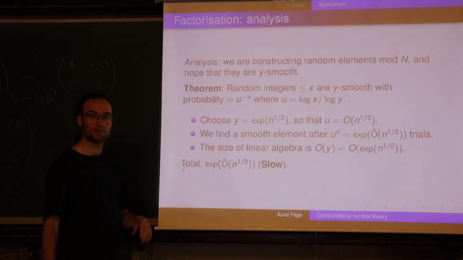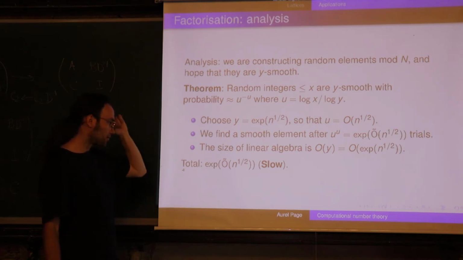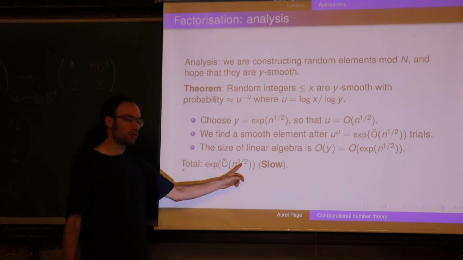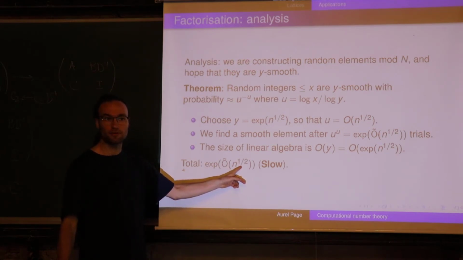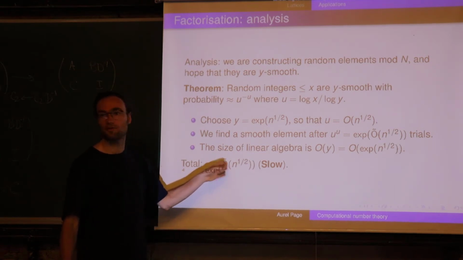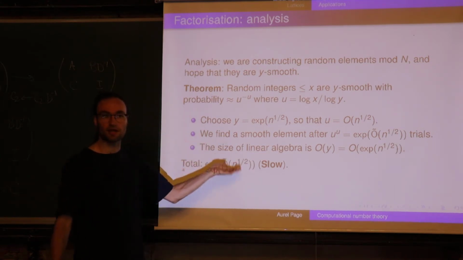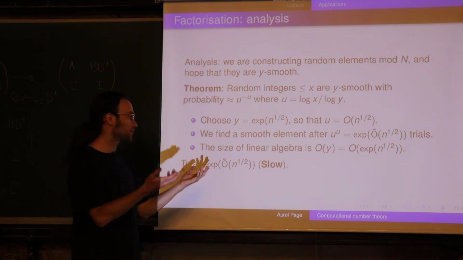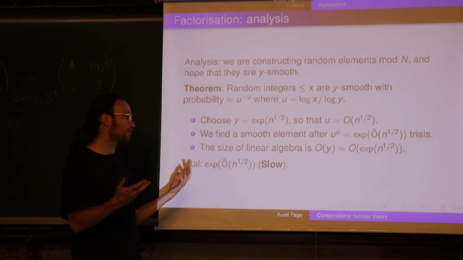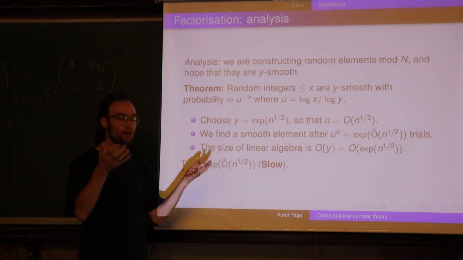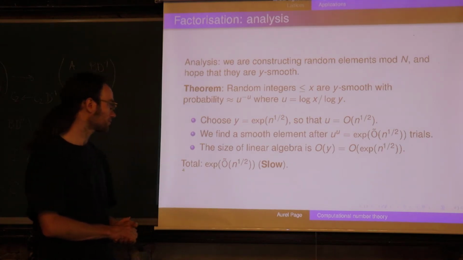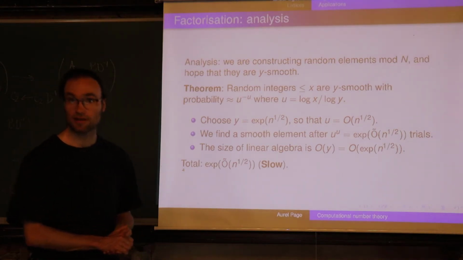We don't know how to do this. And if you remember from the last lecture, I had told you that you could put an exponent 1/3 here, which is better. I'm not going to tell you how to do this, but it's a refinement of these kind of ideas where you do some extra work to have integers that are more likely to be smooth. Okay, so that's the factorization example.